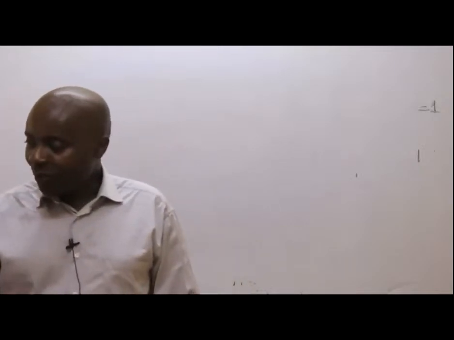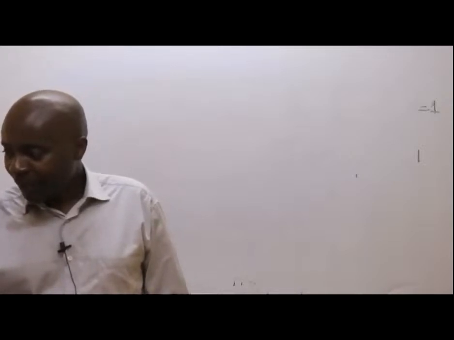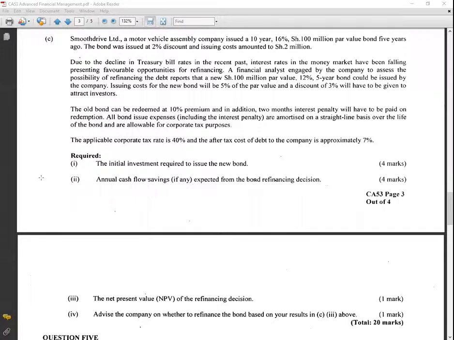Let me tell you a secret. The secret here is something very important. Once you know the secret, you know all the mathematics of these bonds. If you are given a question like this, always start with number 1. It asks for the annual cash flow savings, if any, expected from the bond refinancing. And how do you do this? Just calculate the interest for the old bond, and you give us the tax benefits therein.